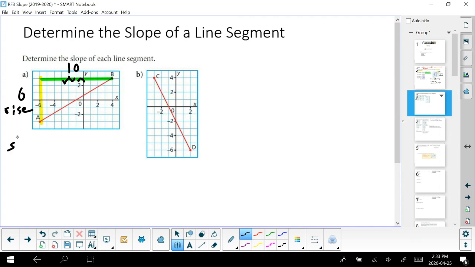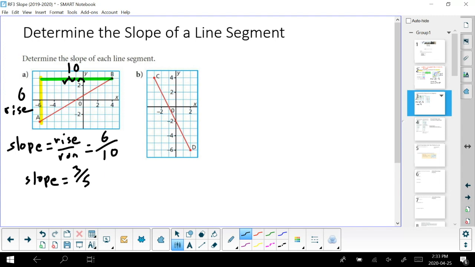So we can say that your slope is your rise over run, and we know that that's going to be 6 over 10. For those of you who are wondering, okay, can I reduce or simplify? Absolutely. We can actually go on to say that slope is just really 3 over 5.